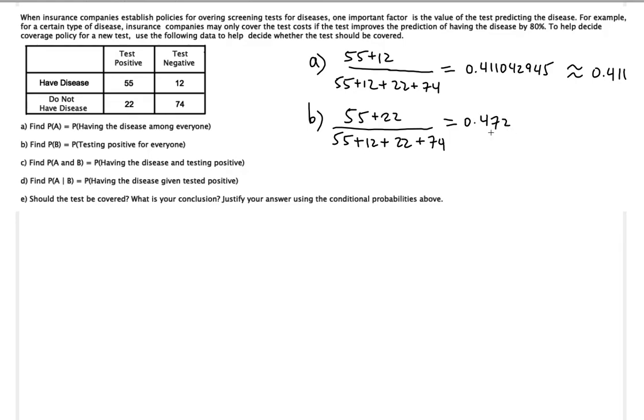472, 392, 638. So to 3 decimal places, this is about 0.472.